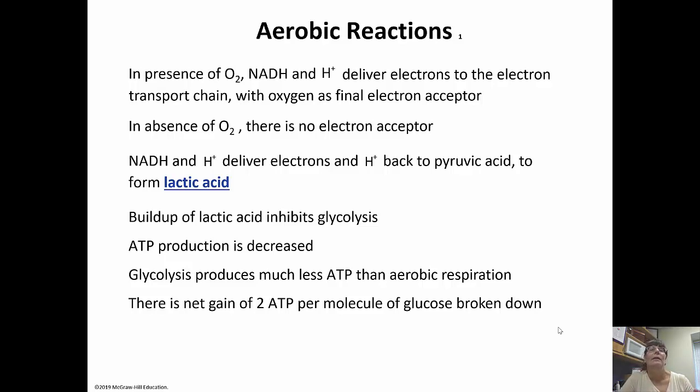fermentation. Lactic acid fermentation will occur if oxygen is absent, because the NADH and the hydrogen deliver the electrons and hydrogen back to pyruvic acid, which is going to form the lactic acid. Buildup of lactic acid is going to inhibit glycolysis and really lower the ATP production. As I said, glycolysis produces a lot less ATP than aerobic respiration, so you only have a net gain of 2 ATP per molecule. So if you want to sprint and that's it, this is fine.